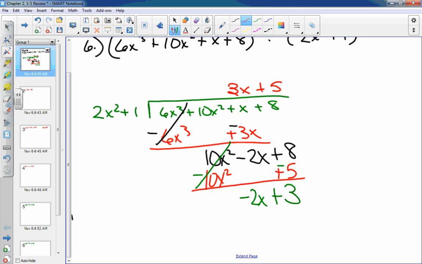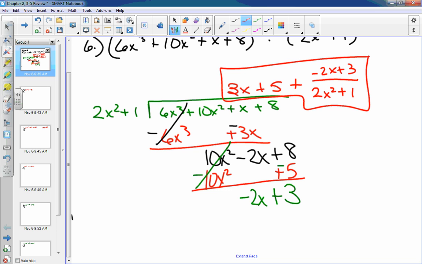Can I multiply 2x squared by something to get negative 2x? No, so what is negative 2x plus 3 called? My remainder. So I'm going to have plus negative 2x plus 3 all over 2x squared plus 1, which was my divisor. Done. You have one problem like that on the test tomorrow. Make sense?